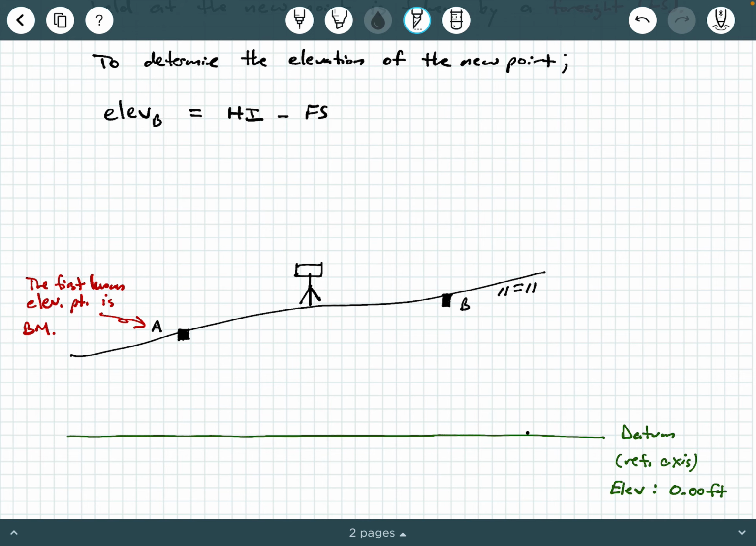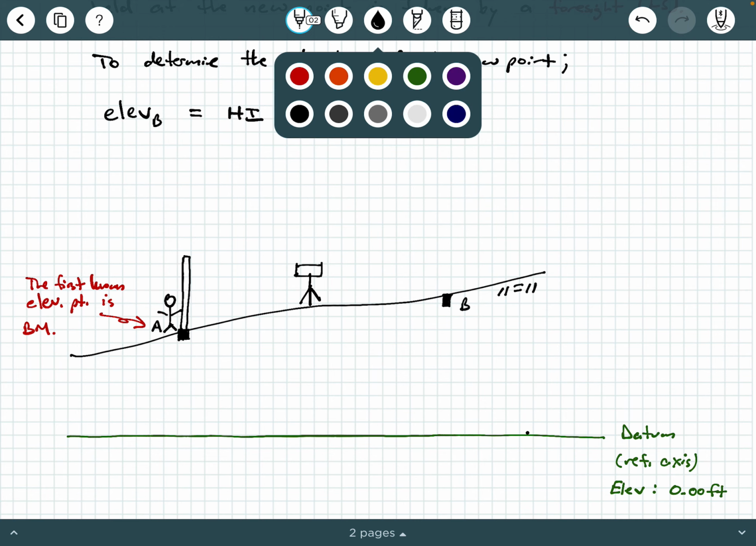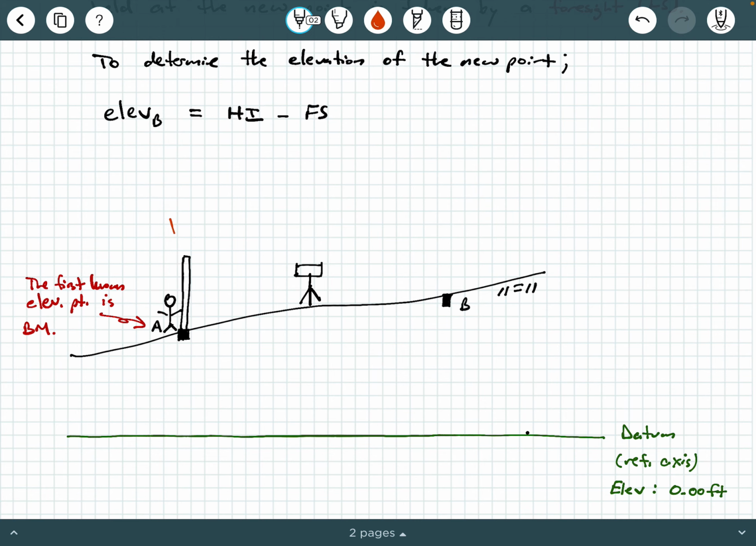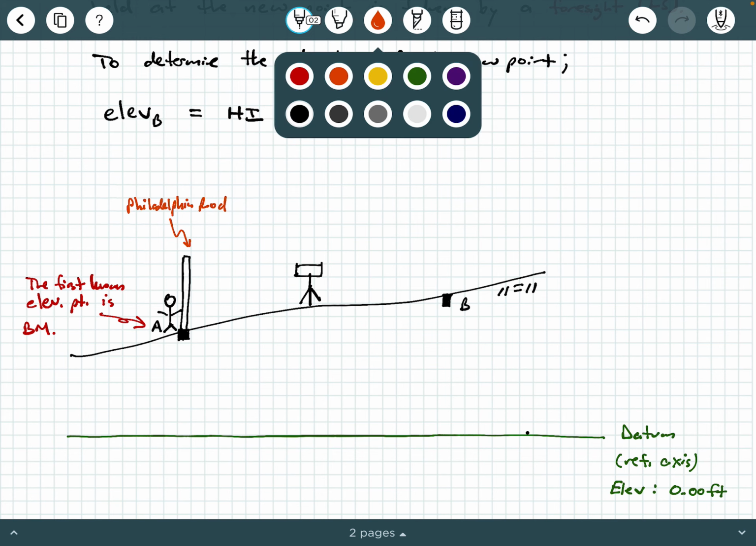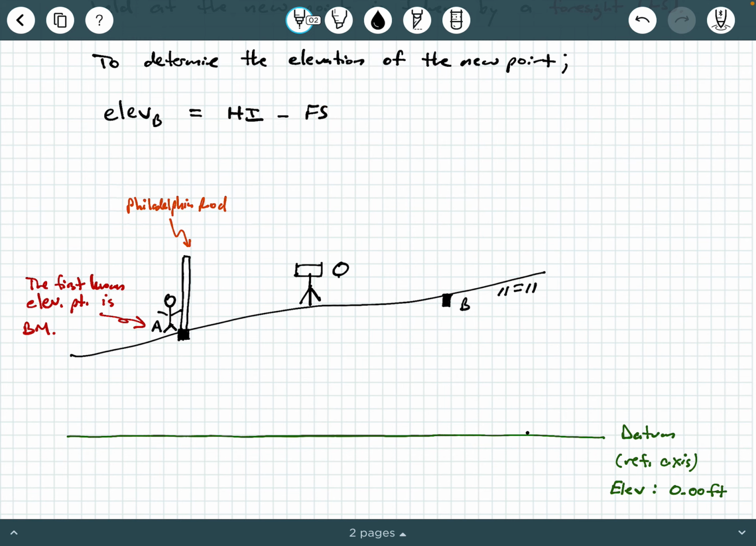And then what happens is you have one person standing near the point where you know the elevation of. So I'm going to put the rod here, and I'm going to have a person standing right here holding the rod, okay? So this right here, let me change colors, this right here is our rod. Its full name is Philadelphia rod. Okay, so that's often abbreviated as Philly rod or just rod. Okay, now another person is going to be standing here with the instrument.